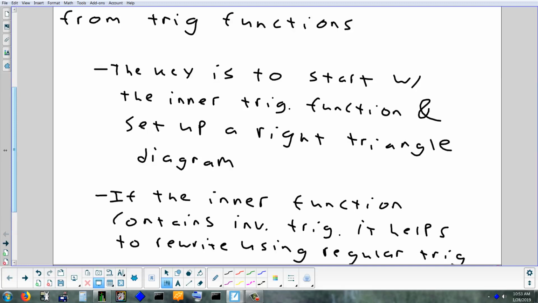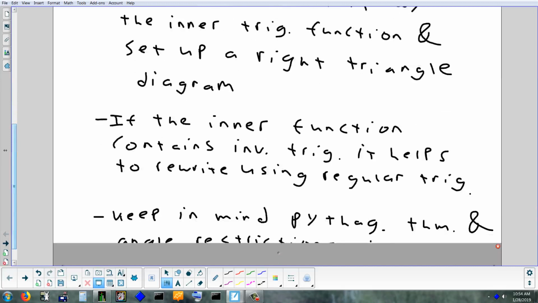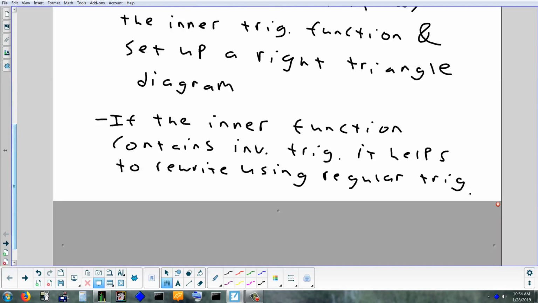Now, if the inner function contains inverse trig, which the first one we're going to do does, it helps to rewrite that in terms of regular trig. And that's very easy to do. We'll look at that. So a couple things to keep in mind as we do it. Pythagorean Theorem is going to come up pretty much every problem, especially where you have an inverse trig function on the inside.